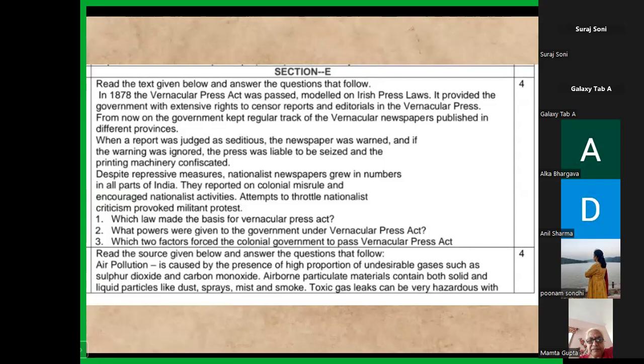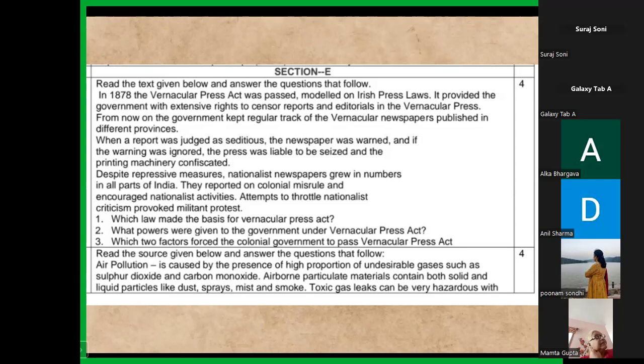But when we talk about which 2 factors forced the colonial government to pass Vernacular Press Act, this is what we need to apprise the children about: the last question, which will be a 2-mark question, they may not find the answer as it is in the passage. So they have to look beyond that passage, because the passage has been taken from the chapter itself or from any of the boxes from the chapter. So the child needs to understand, okay, in what context are we talking, and what can be the probable answer.